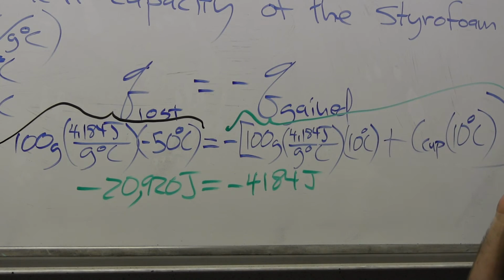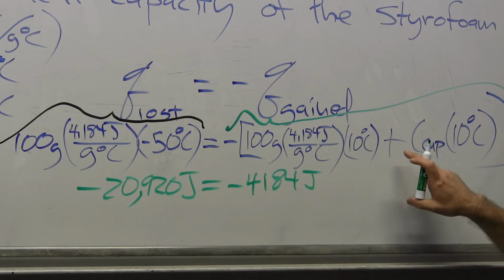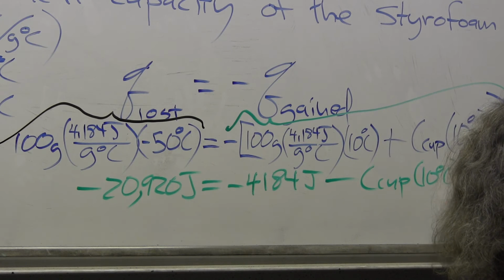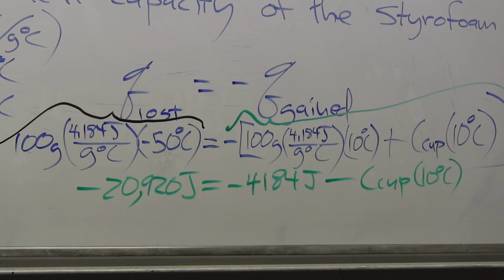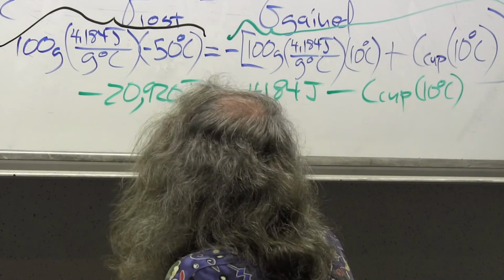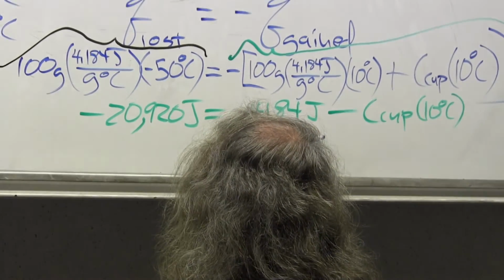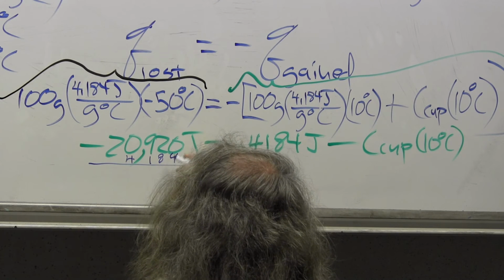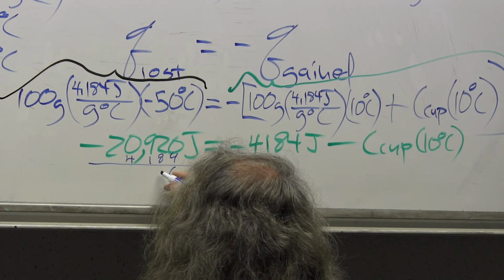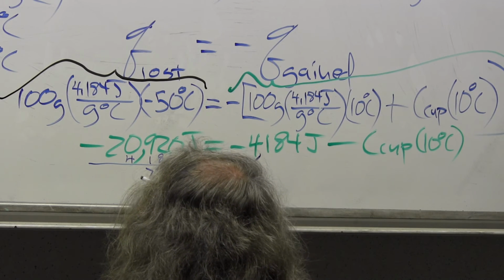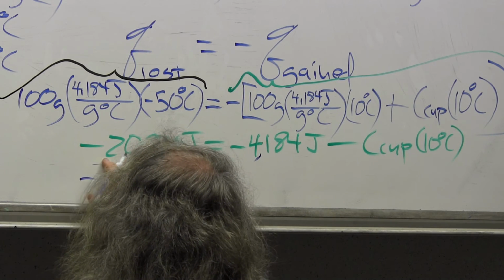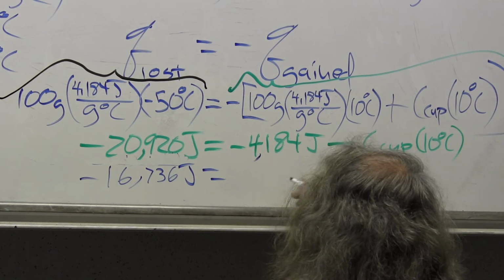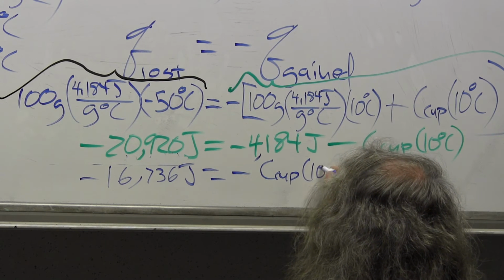And this is the major issue that I see when people do this calculation. They fail to distribute this negative sign through the brackets. So that is minus C cup times 10 degrees Celsius. And now we just simply solve for C cup, which is, I have to add 4,184 joules to both sides. And so that I'm going to do over here. Minus 16,736 joules is equal to minus C cup times 10 degrees Celsius.